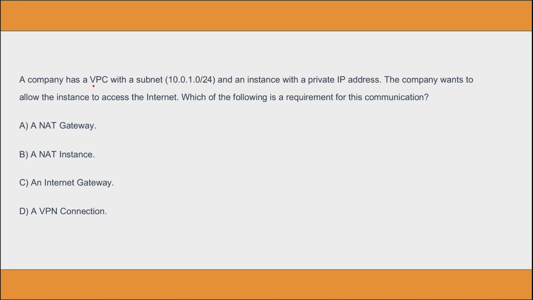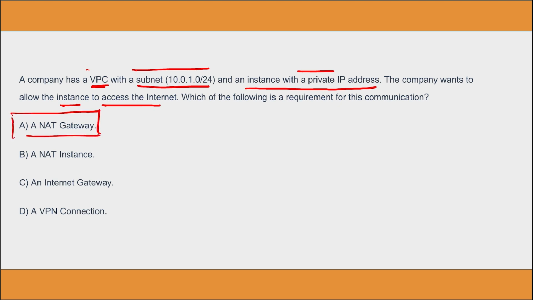Next, a company has a VPC with a subnet and an instance with a private IP address. The company now wants the instance to access the internet. Which of the following will be required? So a VPC with a subnet and an instance with a private IP address is there. Now, in order to access the internet, we will be requiring a NAT gateway.